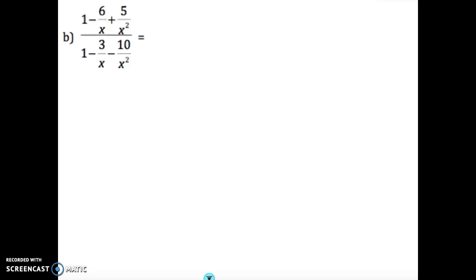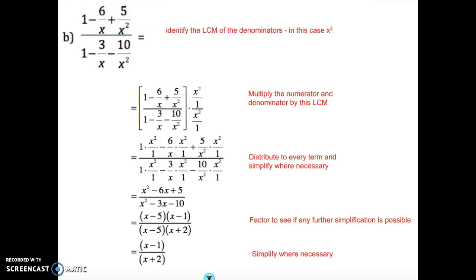All right, let me give you a moment now to have a go at this next example. And again, we'll check our solutions together on the following page. All right, welcome back. So as we look to this next example, it's already in fractional form, and the lowest common multiple of the denominators in this case is simply x squared.